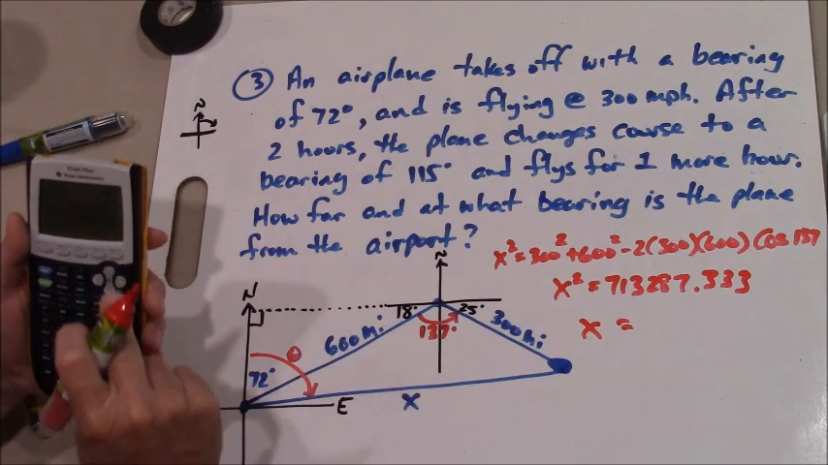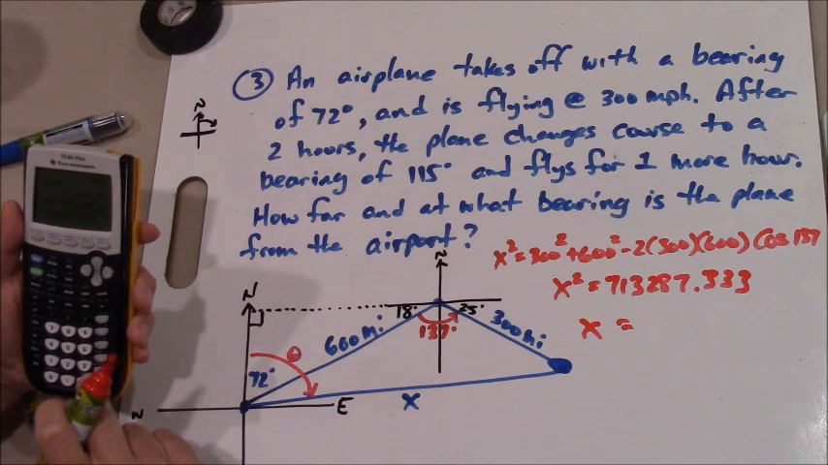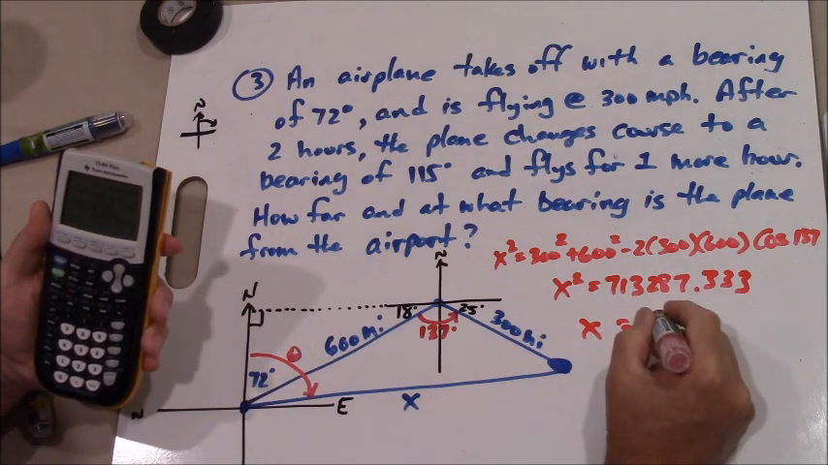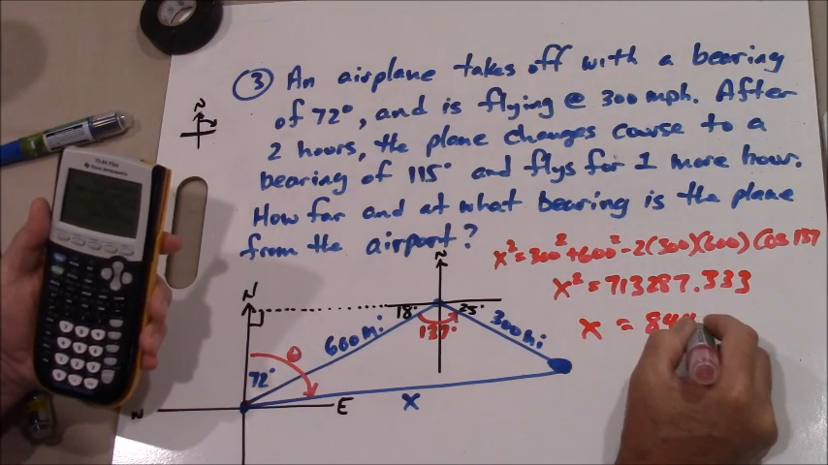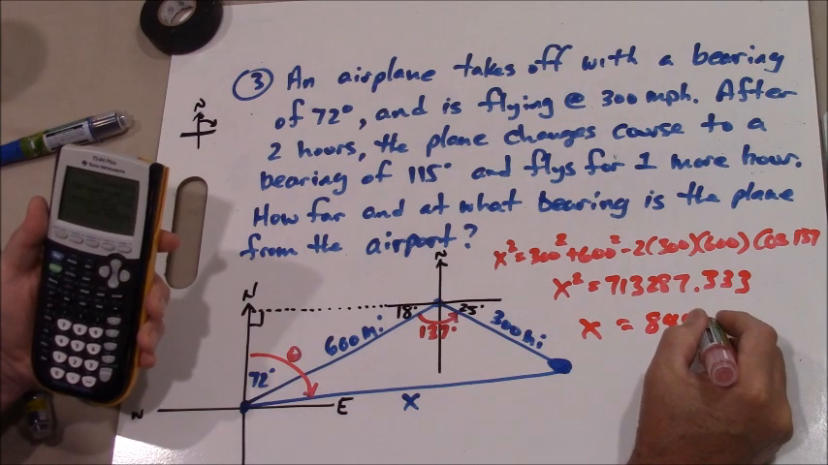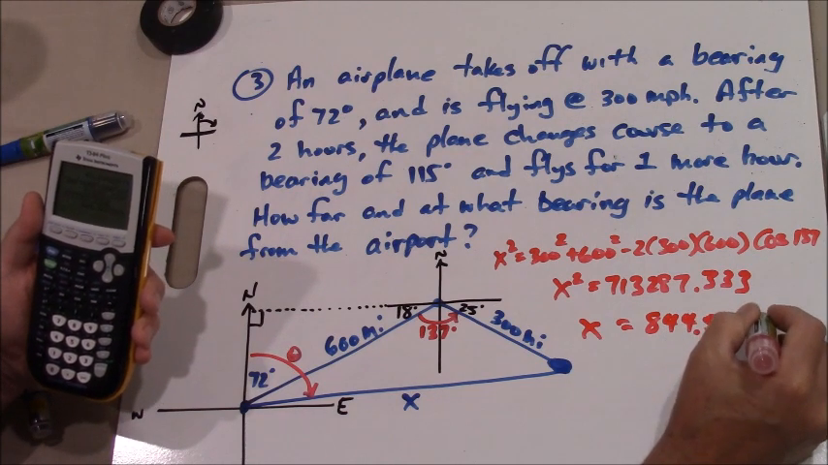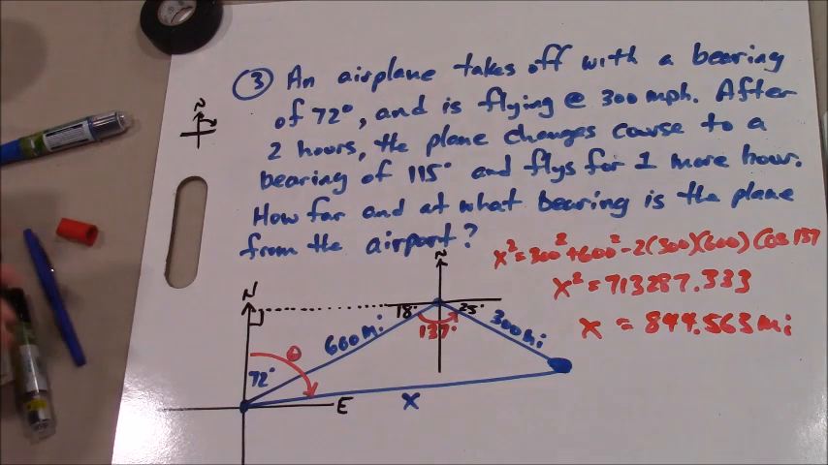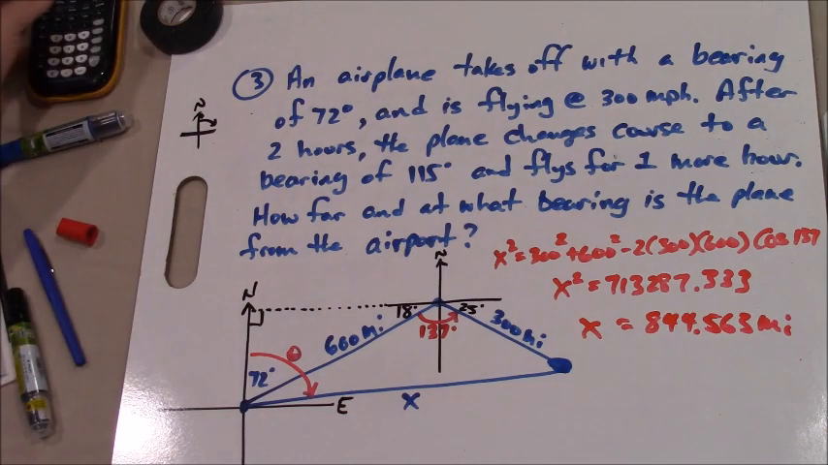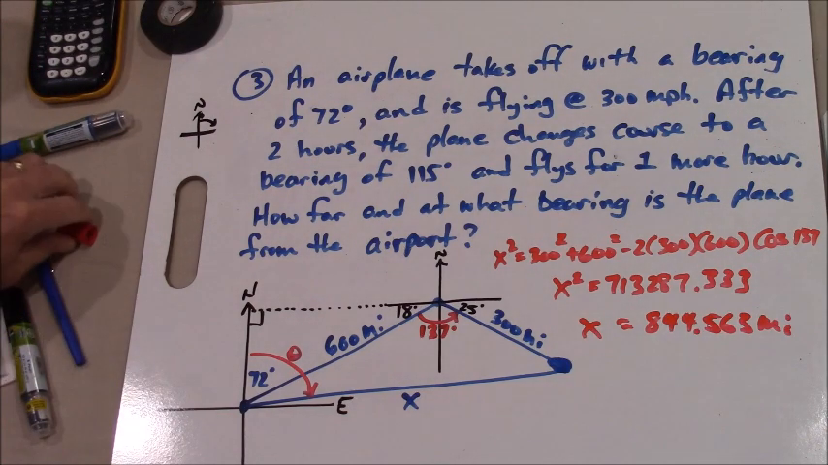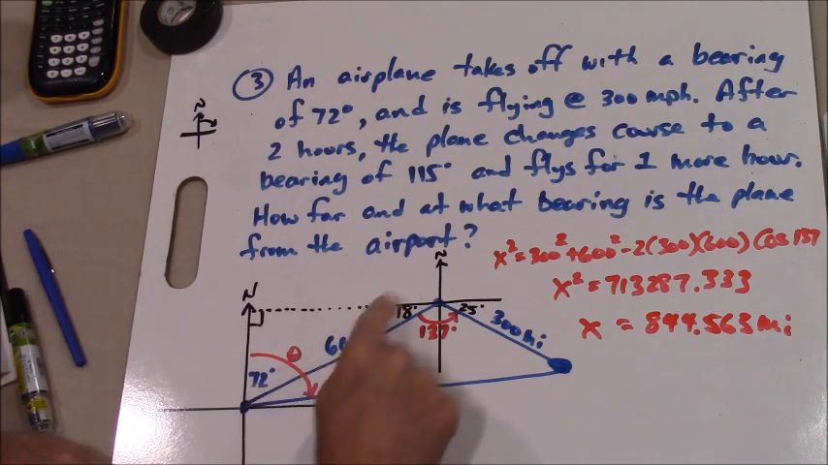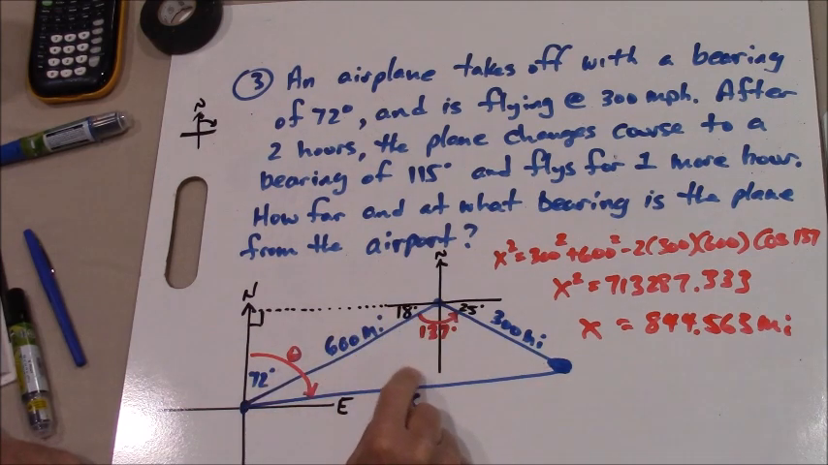So square root of the last answer, and I got 844.563. That's how far the airplane is from the airport. Okay. Now, why would an airplane do this? Maybe there's some bad weather and it's trying to go around it. I think that kind of thing happens all the time. That way you don't get as bumpy of a ride. There's not as much turbulence.